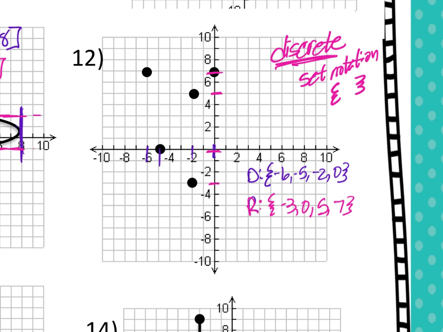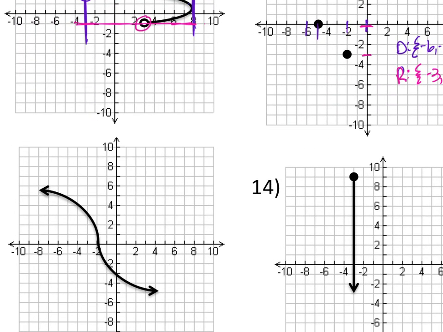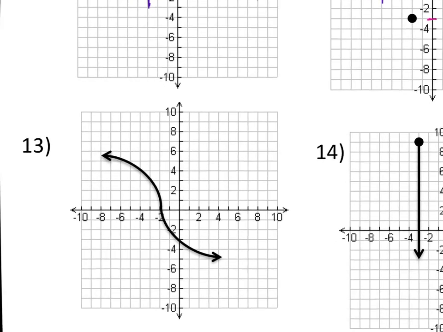You're not going to get many discrete graphs, just so you know. Okay, you guys are quiet now. All right. Lovely, this is a good one.